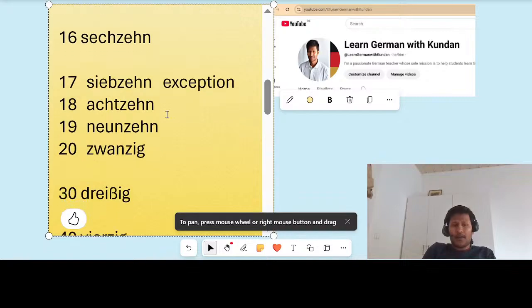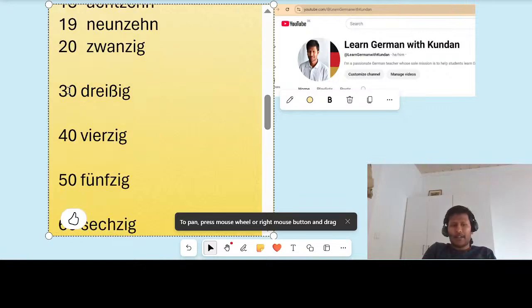And then you have achtzehn, 8 and 10, right? In 18 we have 8 and 10. So we say acht and then zehn. And then we have neun and zehn, neunzehn. And then zwanzig we have to remember. This is different, right? Every tens word will be different. So zwanzig. 30 is dreißig. This is also easy, right? Drei and ßig, dreißig. And then 40, 4 is vier, so vierzig.